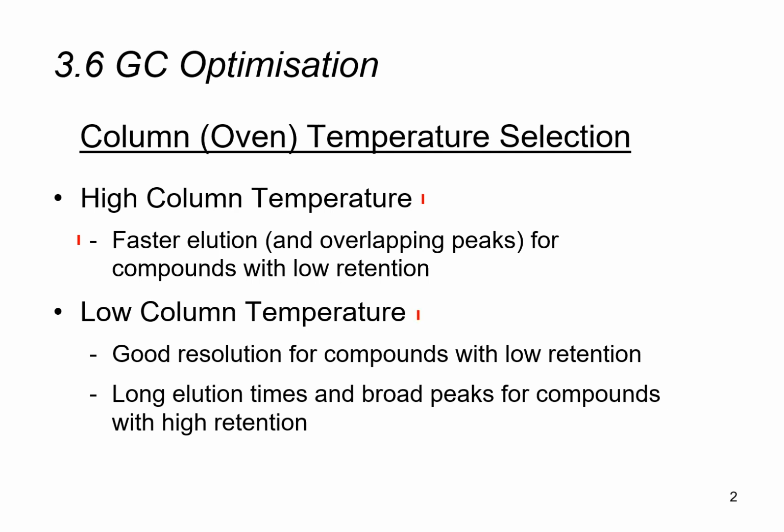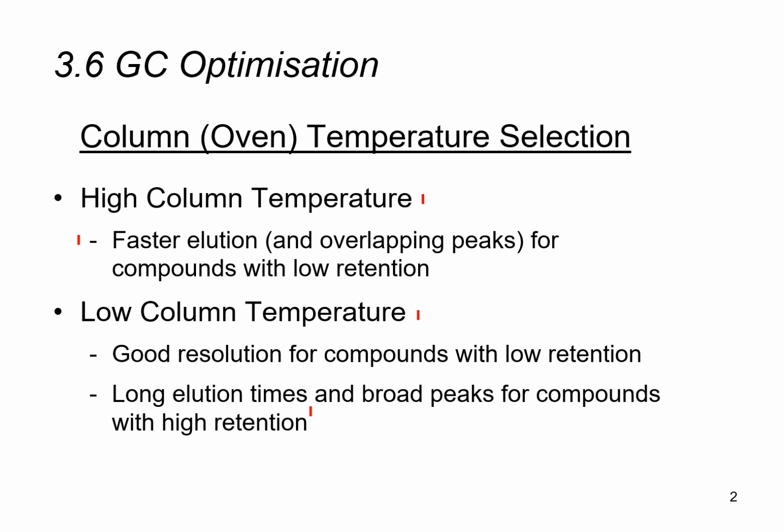If we have a low column temperature, then the extent of interaction with the stationary phase for all the chemical components is going to be quite high. So they're going to spend quite a lot of time interacting with the stationary phase, but will therefore take a very long time to elute from the column.